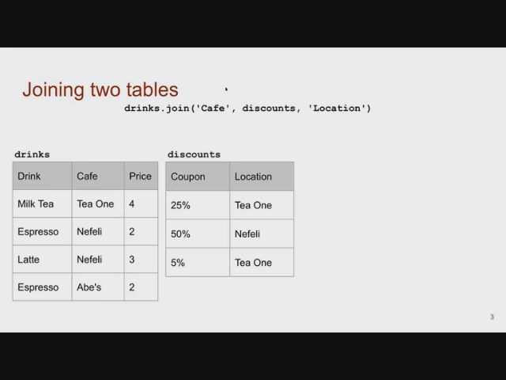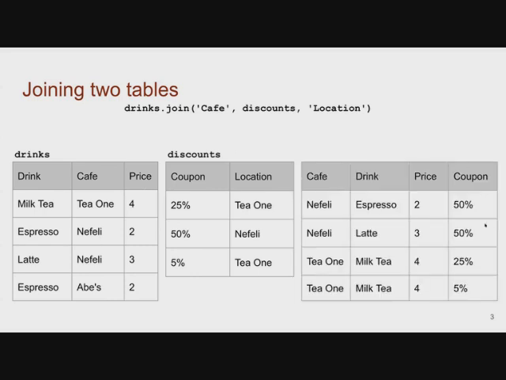Okay, so from a practical point, the cafe is a column label from the first table. The location is a label from the second. What it's going to do is kind of go back and do some matchmaking. It's going to find all combinations where you have matching locations and cafes, and it's going to combine the coupon column with the drink, cafe, and price columns from the other table.